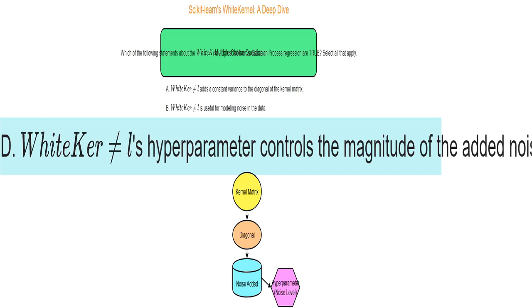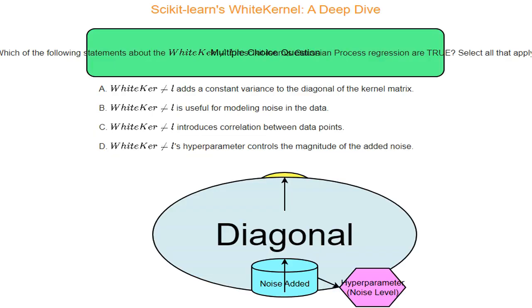The kernel matrix is the heart of Gaussian process regression. It's a representation of the relationships between data points. Think of it as a map showing how each point is related to every other point. The diagonal of the kernel matrix represents the variance of each data point. It's like a special column that focuses on the individual data points.